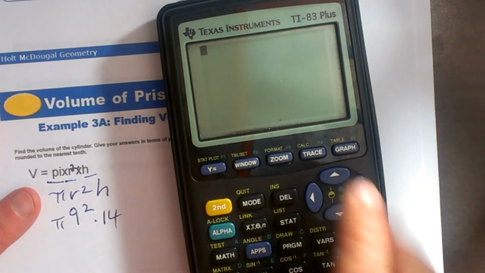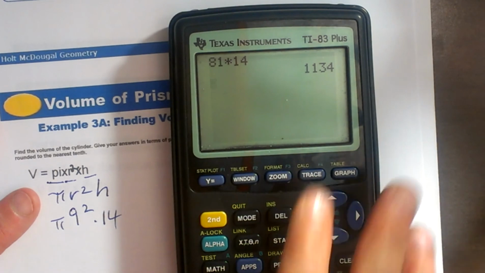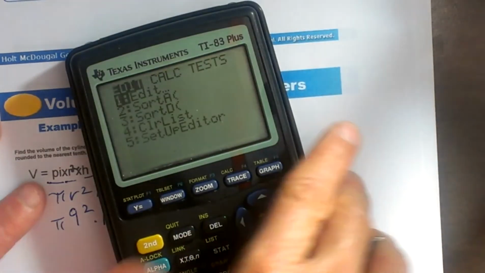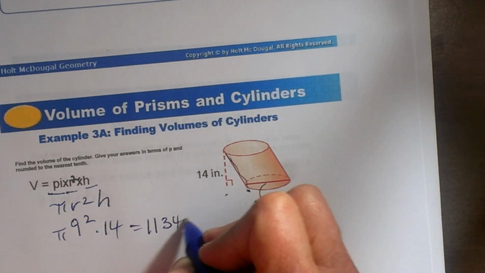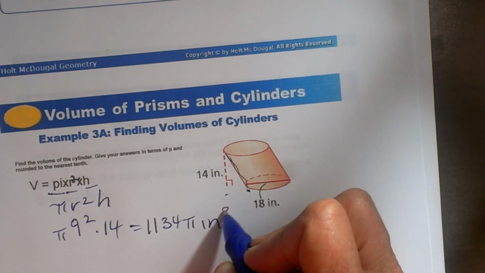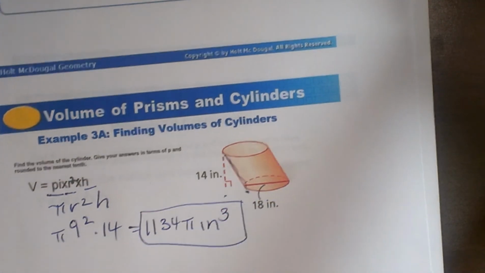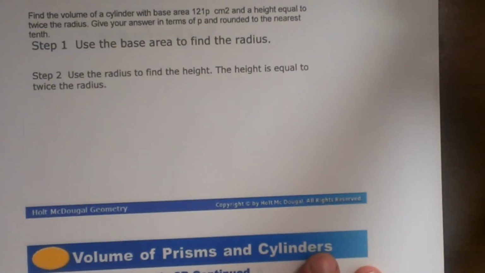Okay, so let's go back and calculate. Well, we know 9 squared is 81, and then times 14, I don't know that off the top of my head, so it's 1134. So that's 1,134 pi, and this is a volume, so it's inches cubed, 3-dimensional. So there you go. There's our first one with an oblique.